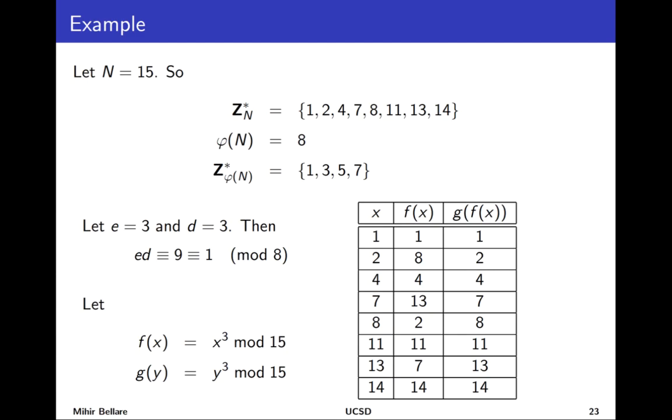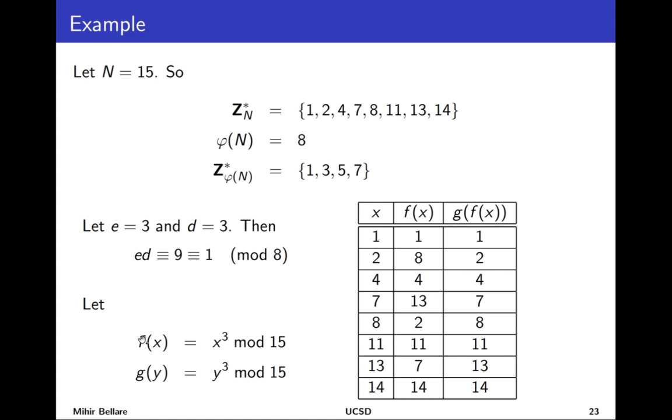Then d has to be obtained in a very specific way. It has to be the inverse of e in this group over here. So d times e has to be 1 modulo 8, not mod 15, but mod 8. It turns out that what works is d equal 3, because 3 times 3 is 9, which is 1 mod 8. From an example perspective, it's a little unfortunate that e and d are the same, but I'd have to get to pretty large numbers to avoid that, so we'll live with that.